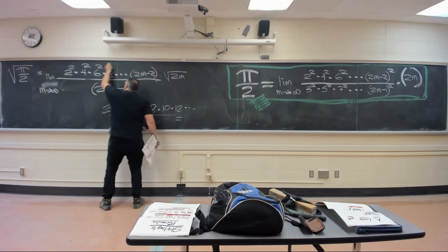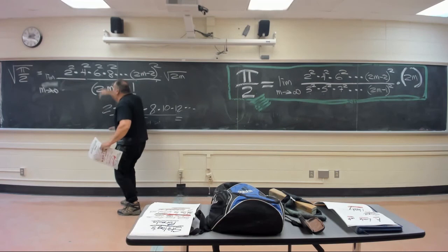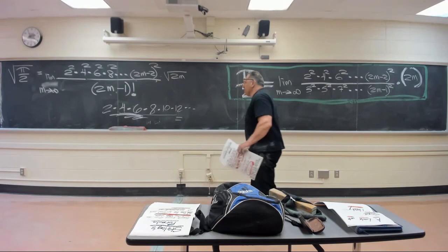Yeah, let's do that. All the evens, 2, 4, 6, 8, in a multiplicative array that were put down here, got you this. And I'll also put 2, 4, 6, 8 up here. And it becomes that. True. What else?